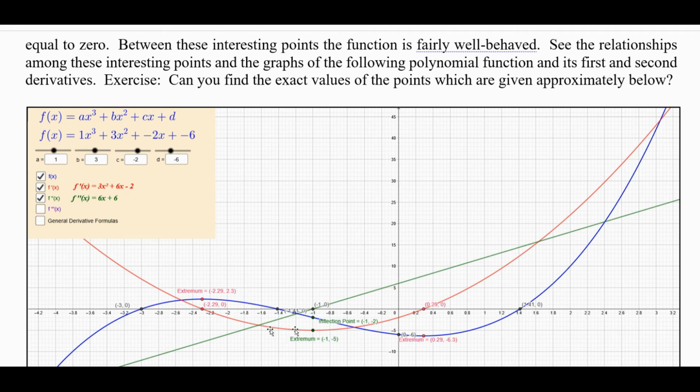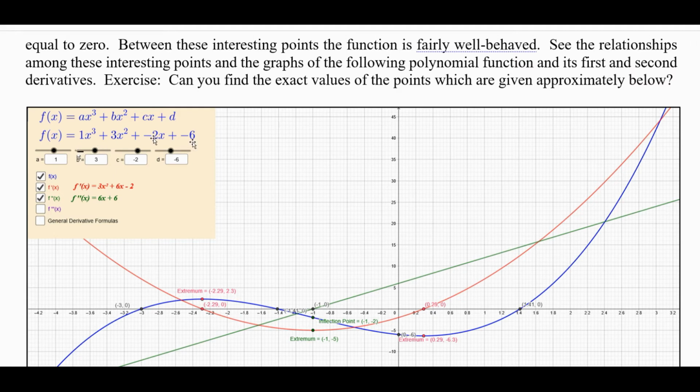The second derivative is the derivative of the first derivative, so that's the green one here. And it crosses the x-axis one time at (negative 1, 0). And that negative 1 then is the x-coordinate of the extremum, the minimum here on the first derivative, and it's the x-coordinate of the inflection point on the original function.